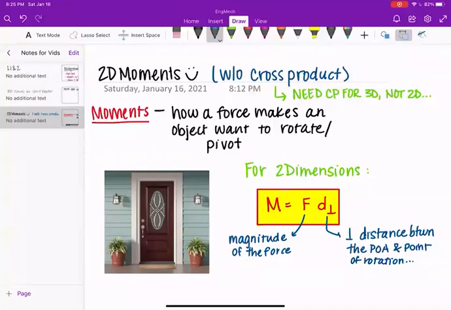Hello, so this is the video that talks about two-dimensional moments, right? And I'm going to introduce a way to do these problems that's definitely a lot faster, but it doesn't use the cross product method that Dr.